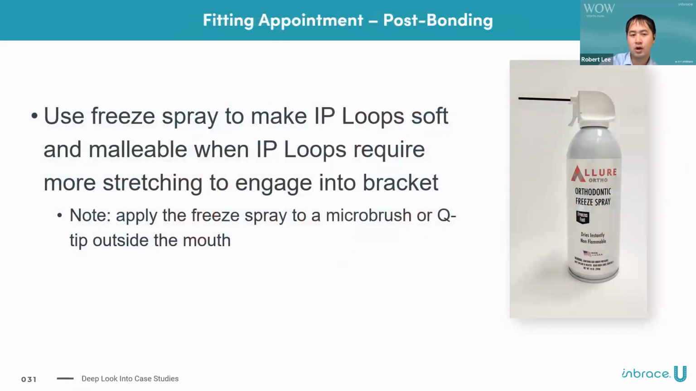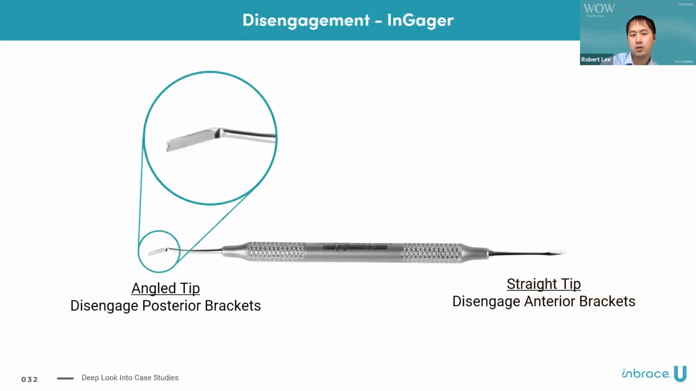If any of your assistants are having trouble getting the Smartwire in, first thing I tell all my assistants is to grab some free spray to make it softer, and then usually you can get it in with the free spray. When they're ready to disengage, we do provide the engager instrument. With disengagement, I recommend the angle tip for posterior brackets and the straight tip for the anterior brackets. We do have a great video on this on the knowledge base.